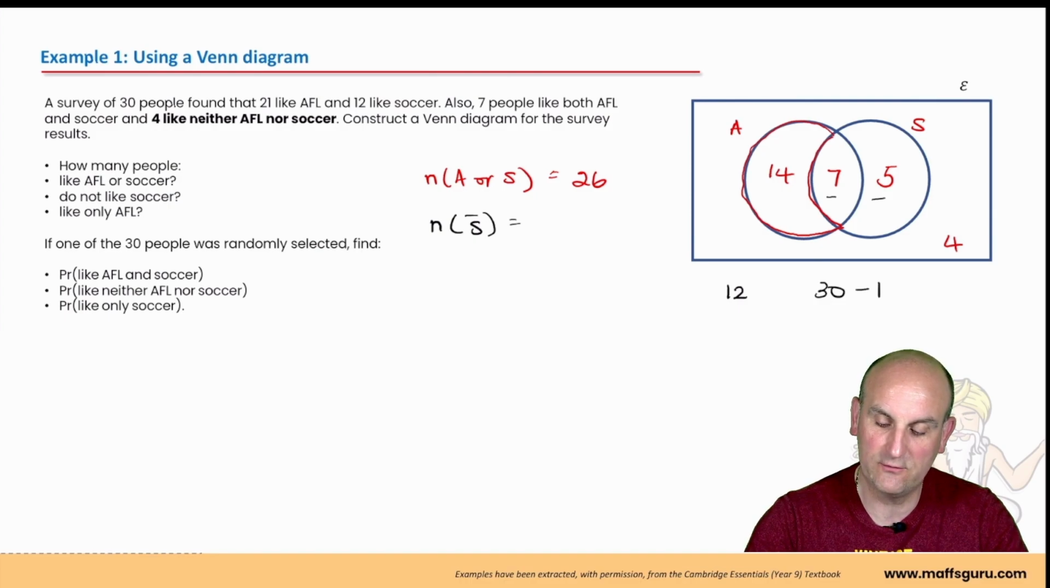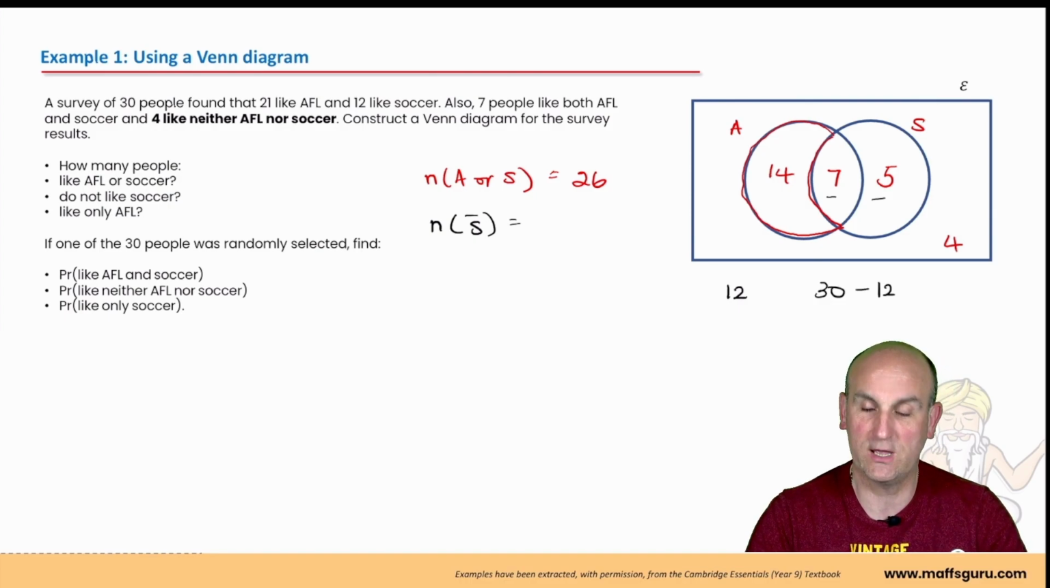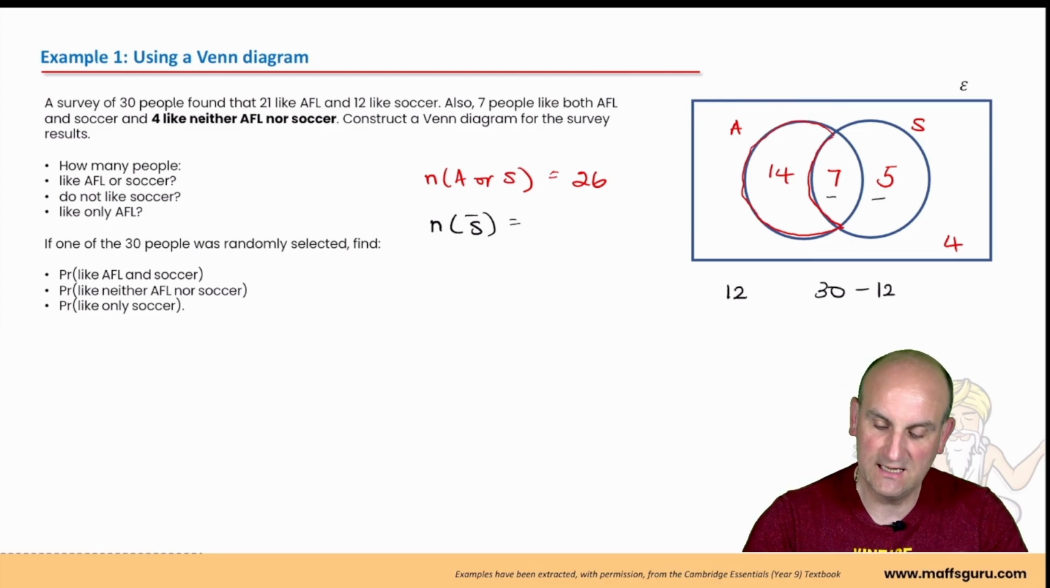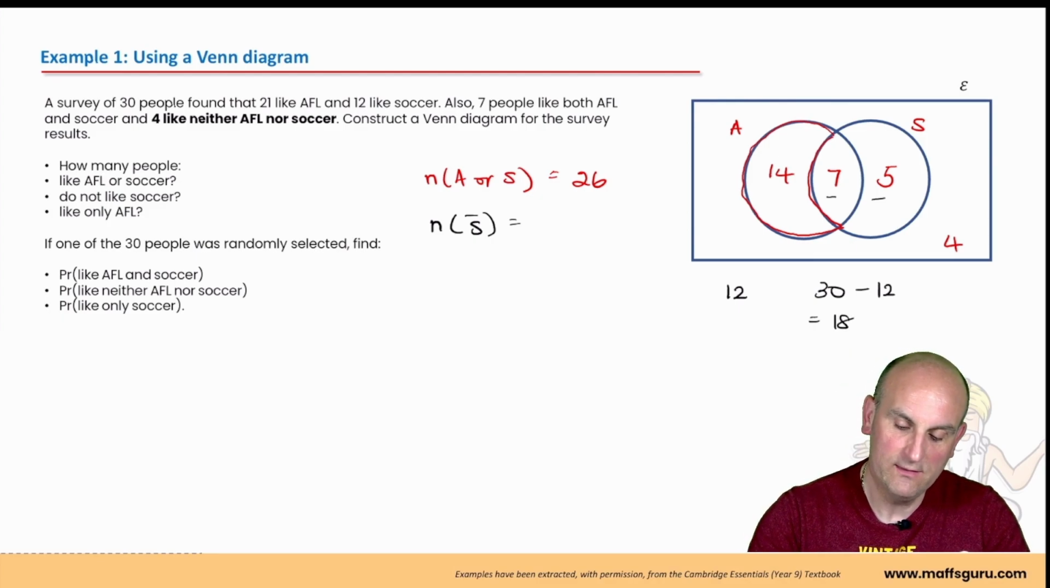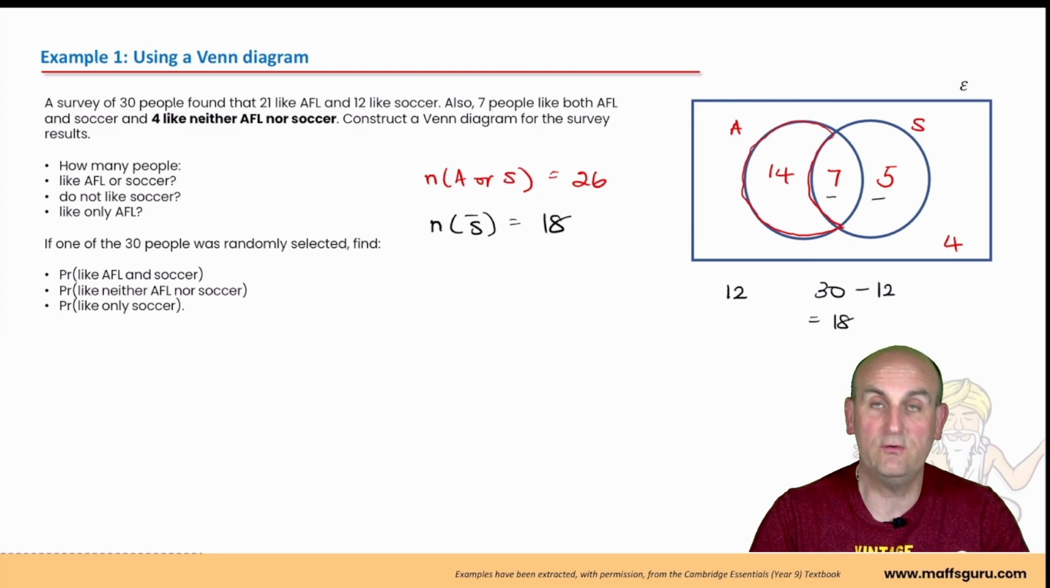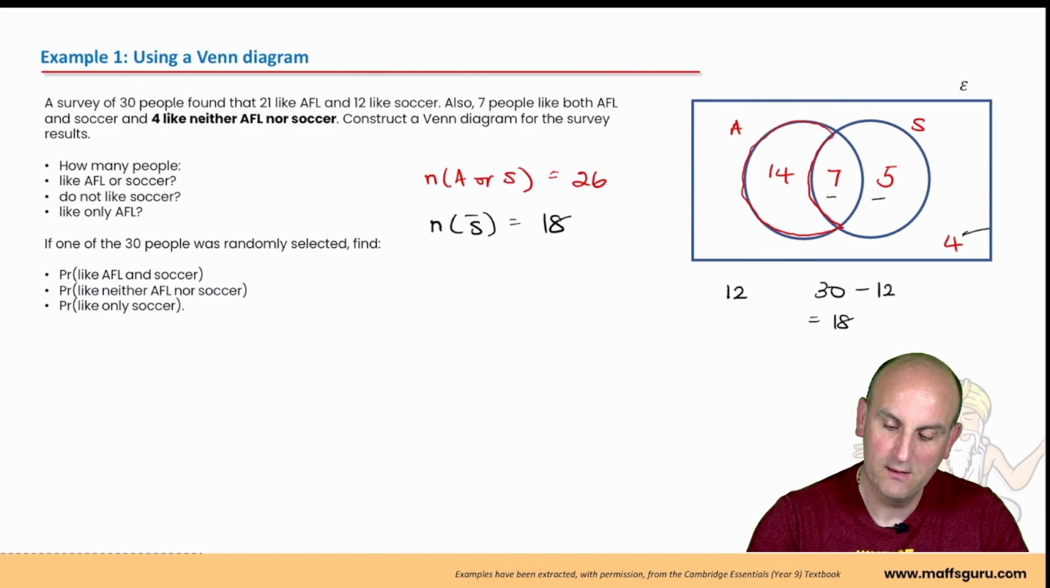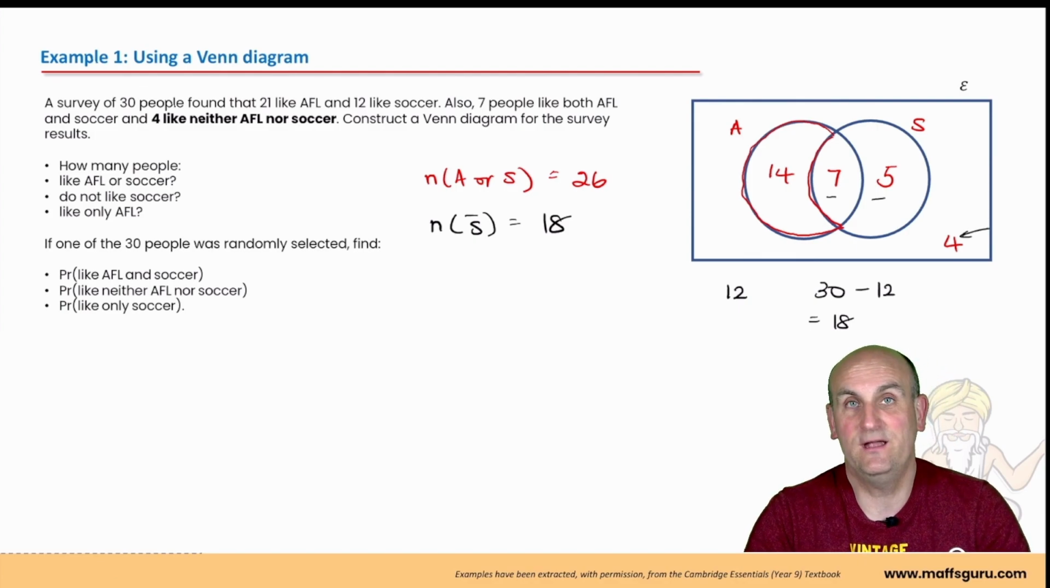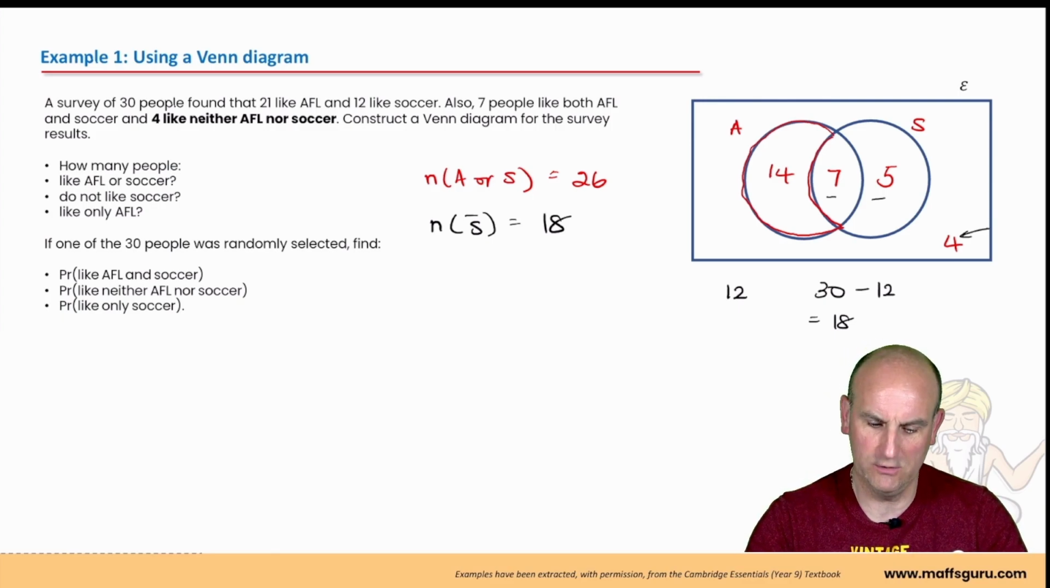And I'm going to take away the 12 people who like soccer. And there we go. That's going to give me 18 people who don't like soccer. And you've got to remember that these 4 people here don't like soccer and they don't like AFL. So they're included in that. Really important to know they're included in that.